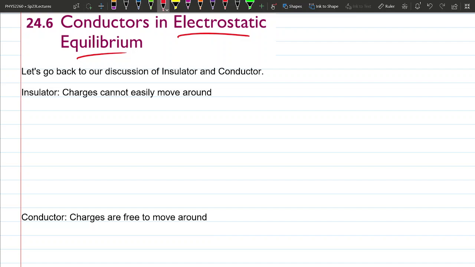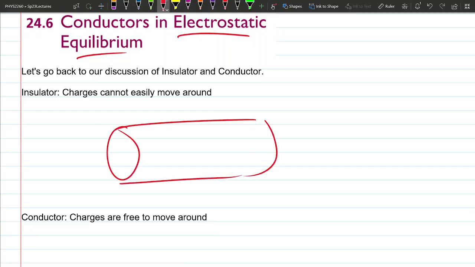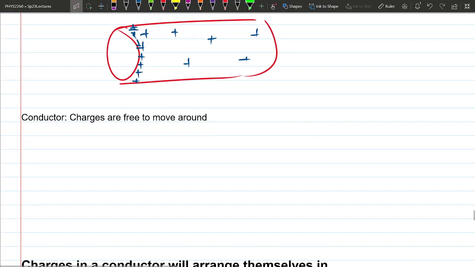So remember, when you have an insulator, let's just do the rod situation, the charges cannot move around. Let's say I have a bunch of plus charges here. Even if I have more plus charges on this side and fewer plus charges on the right-hand side, an insulator does not allow those charges to move. That's the definition of an insulator.